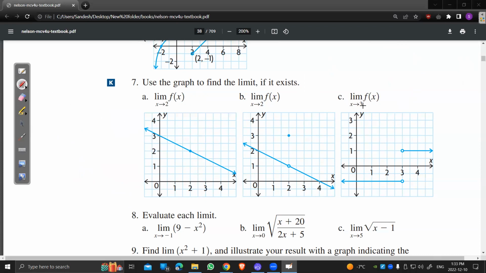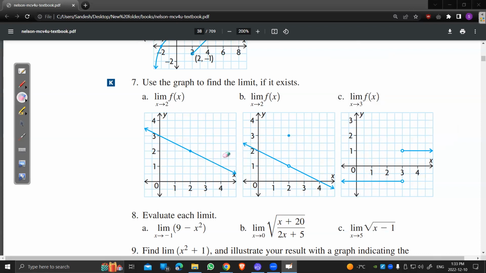Let's look at C. Find the limit when the x value is 3. So let's look at it from the left side. What's the y value that it's approaching from the left side? -1? What about from the right side? 1? So what's the limit? Does it exist? No, it does not exist. Is it continuous? No, it is not continuous. So that's it for that question.